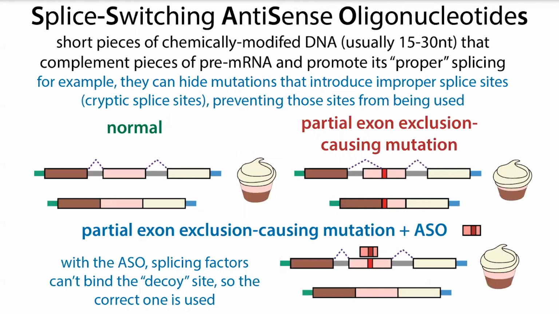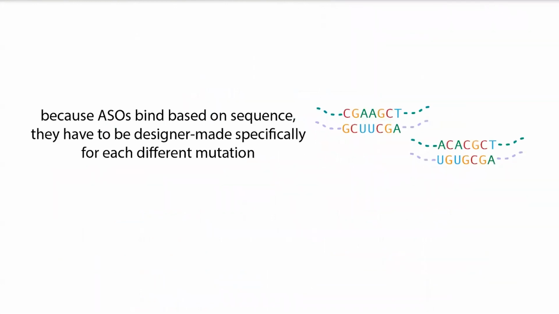And so ASOs can be designed that target those specific mutations in order to try to fix it. One caveat is that when you're trying to design an ASO that's going to target a specific mutation, this means that you would have to make the ASO designer-made specifically for each different mutation, which, if you have something that's a very common mutation, would be less of a big deal.